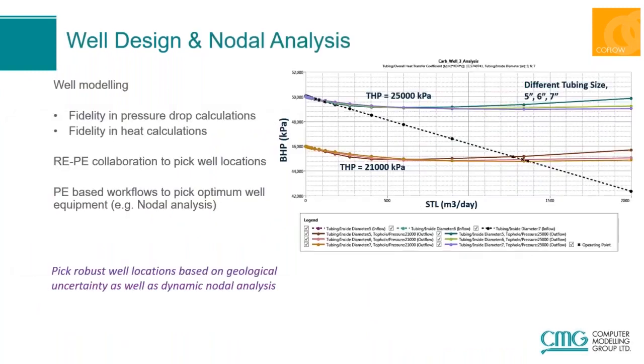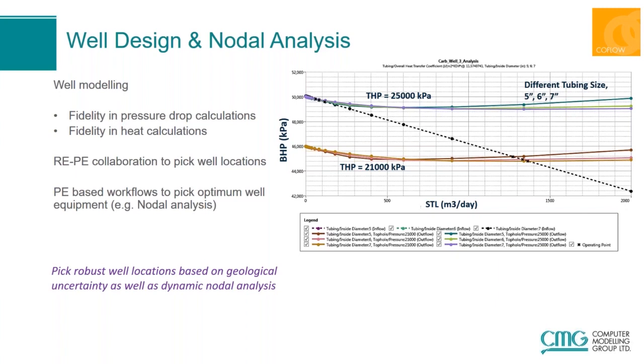Then the next thing you can do in Coflow is well design and nodal analysis. In this study, we did intricate wellbore design by doing dynamic nodal analysis. In this picture on the right-hand side, it's a plot of bottom hole pressure versus liquid rate, and that is coming from Coflow's nodal analysis, where we are testing the effect of different wellhead pressures or top hole pressures and different tubing sizes. So the black dotted line is the IPR curve coming from the reservoir, and all the other lines are lift curves from the production side.